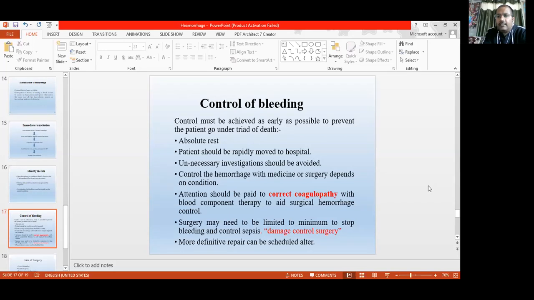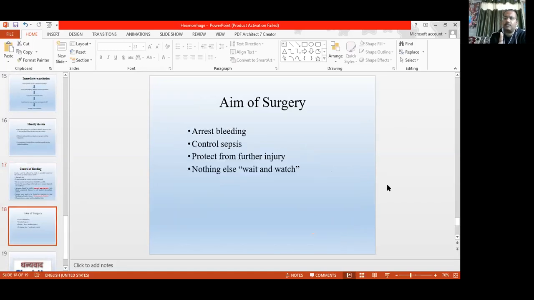So first do the damage control surgery: identify the site of bleeding and stop the bleeding, let your patient settle. Then after 24 or 48 hours, when the patient is a little bit settled, organs are doing a good job, every function is intact, no system is failing, in that condition you may do the definitive repair. You can schedule the surgery later, open again and repair what was already done. So our first aim of the surgery should be to arrest the bleeding.